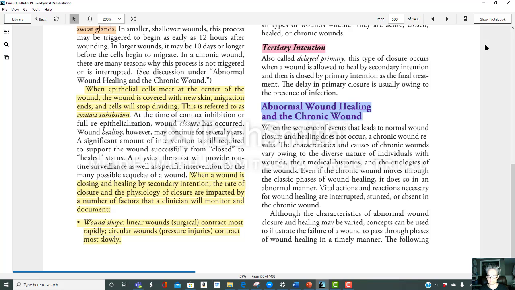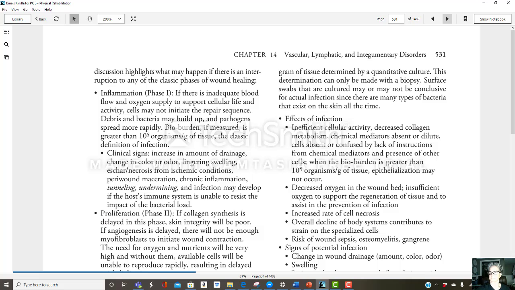The following discussion highlights what may happen if there is an interruption to any of the classic phases of wound healing. Inflammation, phase 1. If there is inadequate blood flow and oxygen supply to support cellular life and activity, cells may not initiate the repair sequence. Debris and bacteria may build up, and pathogens spread more rapidly. Bioburden, if measured, is greater than 10^5 organisms per gram of tissue, the classic definition of infection.